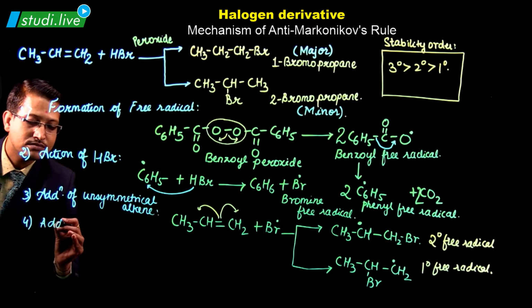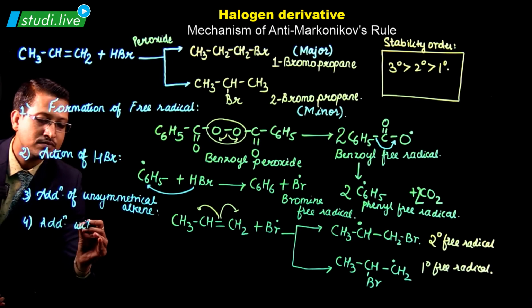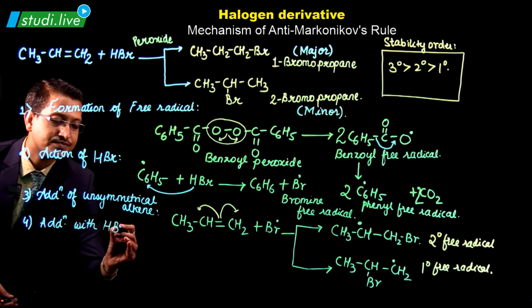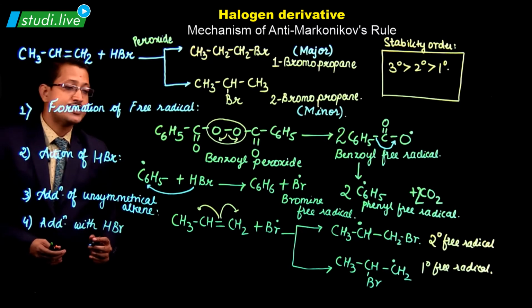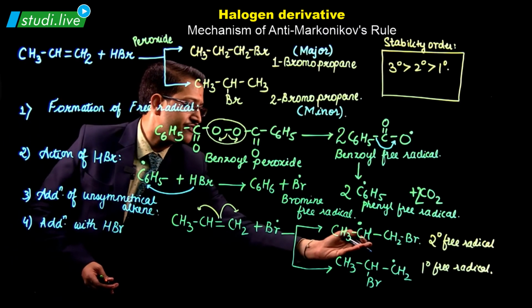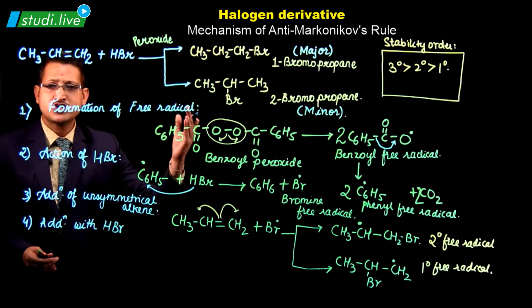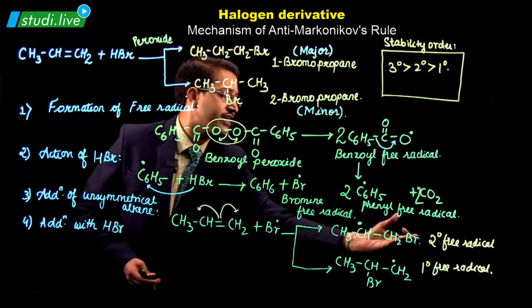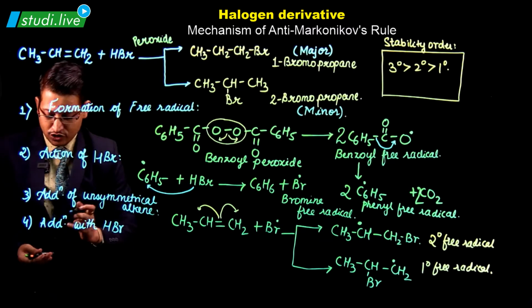Now when this is addition with HBr, let's take the reaction that we were talking about here. Obviously, 2 degree free radical, 1 degree free radical. Which one is more stable? Yes, 2 degree is more stable. So that we will take here for the reaction.